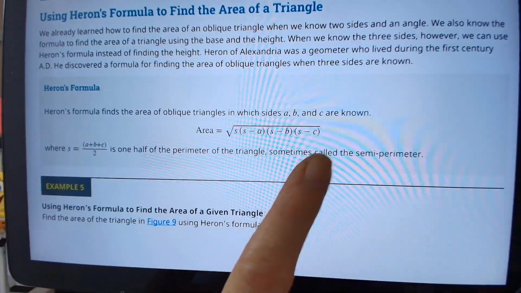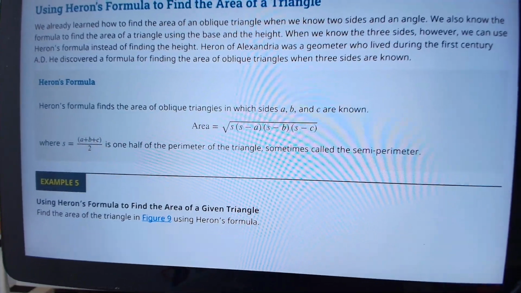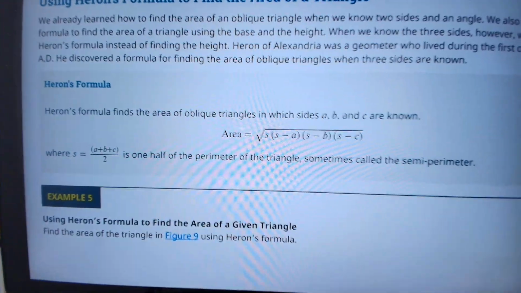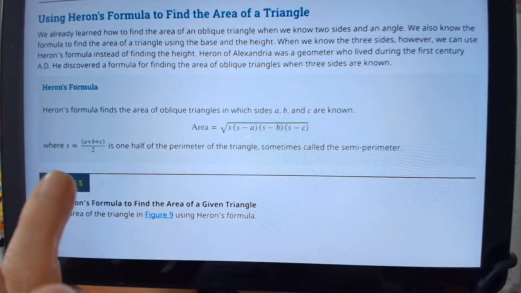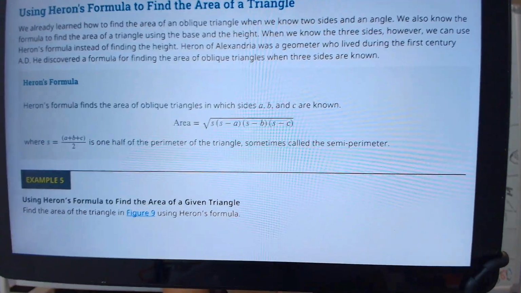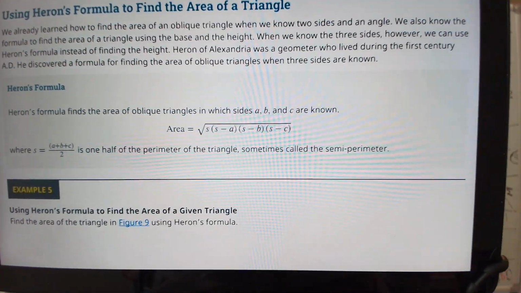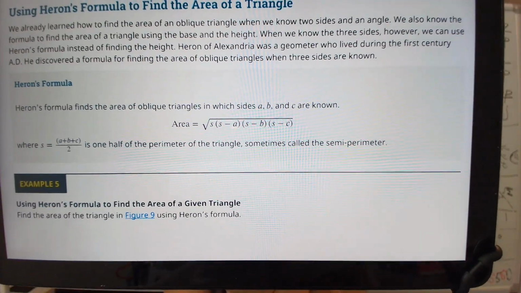Okay, this is a formula that's used to calculate the area of a triangle if you know all three sides of a triangle. Once you know all three sides, you have to calculate what S is. S is not the average of the three sides. S is all three sides added together and then halved. That is, S is half the perimeter.